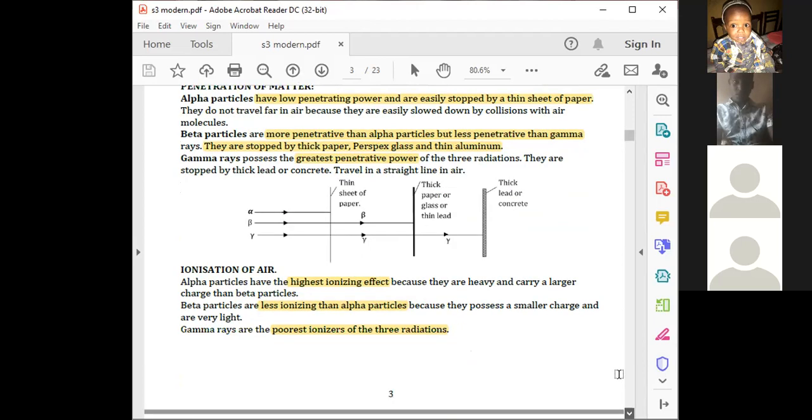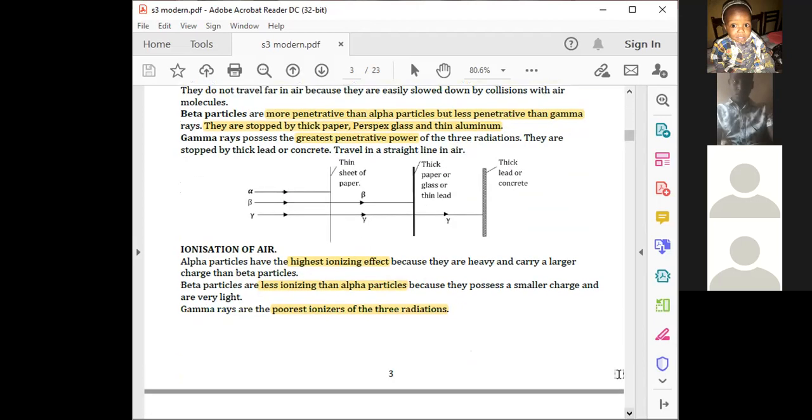Now let's see the ionization power. Having seen how they matter, how are they ionizing in air? What we need to know is the penetration power, the ionizing power, and the tracks formed, and the other three examples that we gave yesterday, the differences.